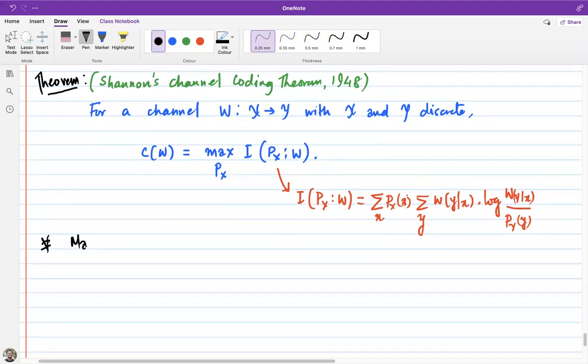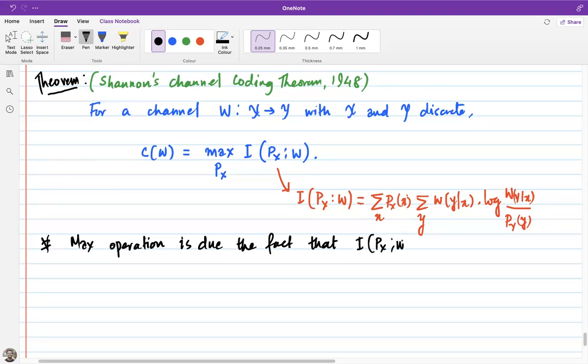An important point to remember is that this max operation is due to the fact that the mutual information that you see, the I of Px and W, the input distribution and the channel W, which is the conditional distribution, is a concave function in the distribution Px, the distribution of x over calligraphic X.